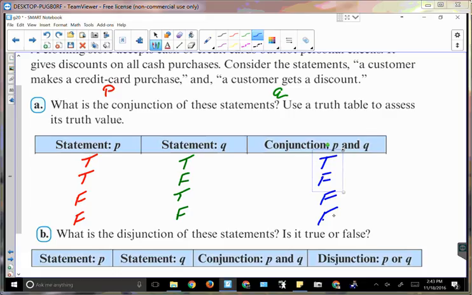The only way it's true for and is if both are true. If one or the other is false, it's false. Okay? That's the way to.